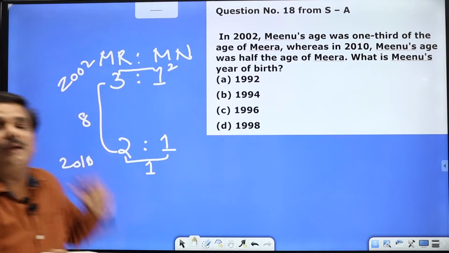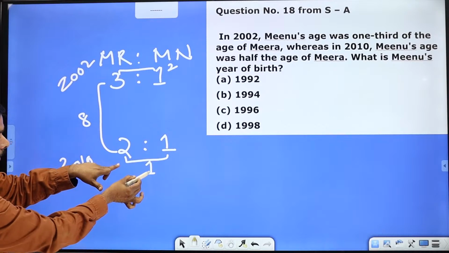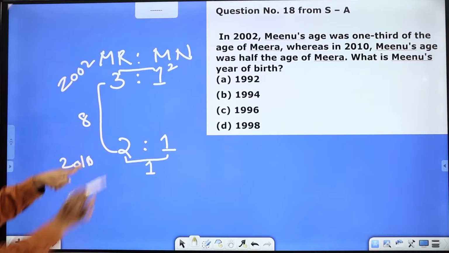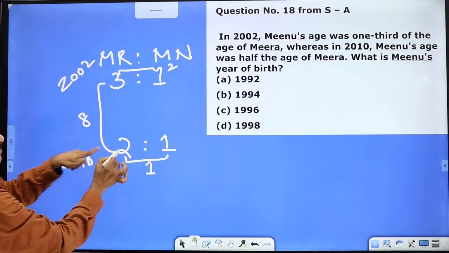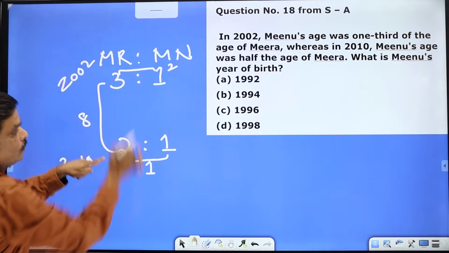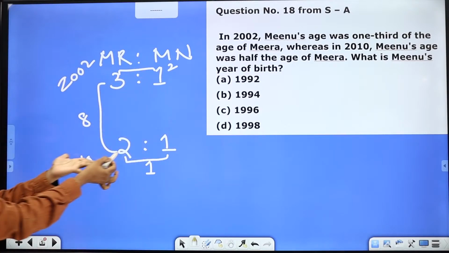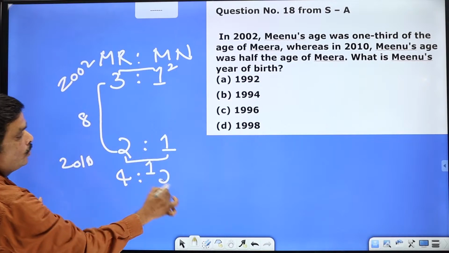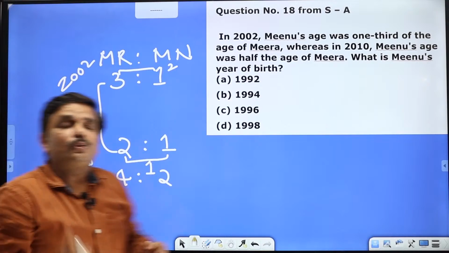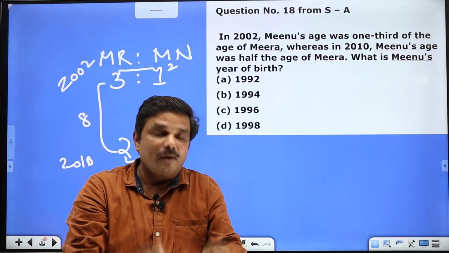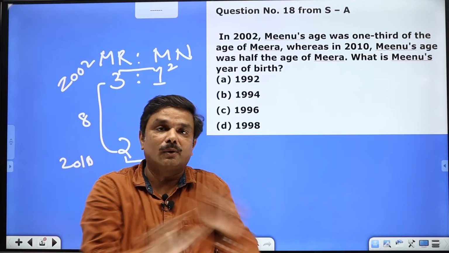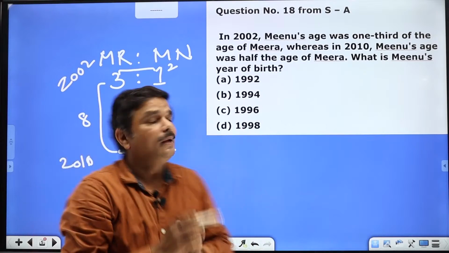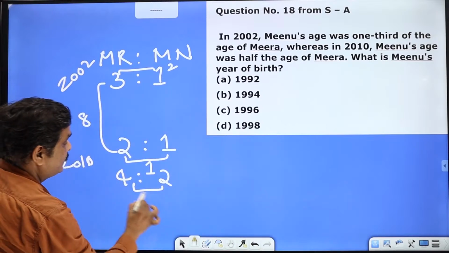Directly you can conclude. But here the difference is 1. That means you need to multiply this one with a number so that the difference is the same. So I'll multiply this with 2: 2 into 2, 4 is to 1 into 2, 2. Because in a ratio, both terms are multiplied with one number, the value of the ratio does not change. The basic rule.